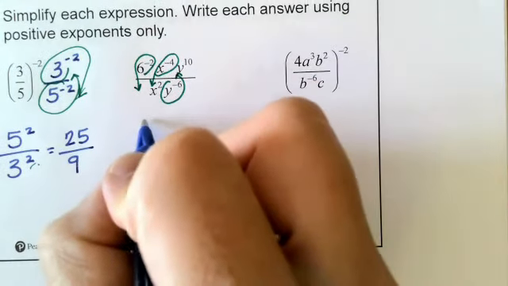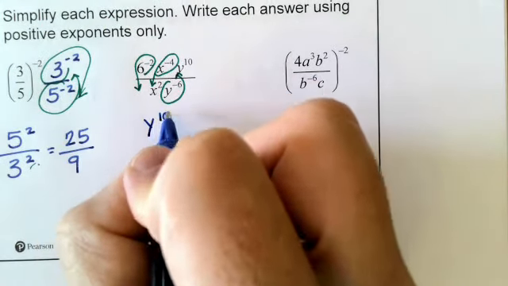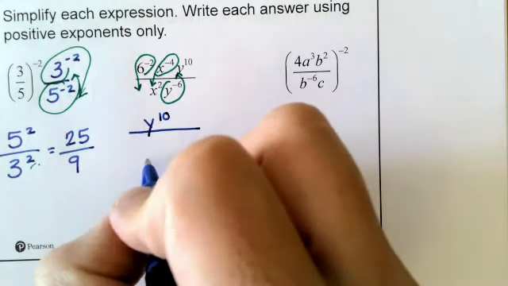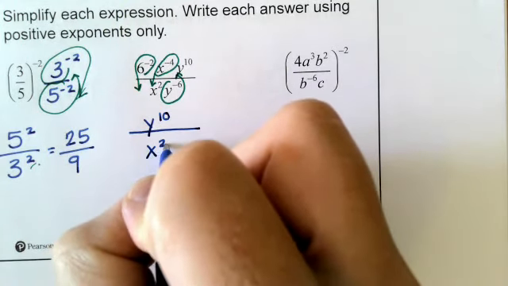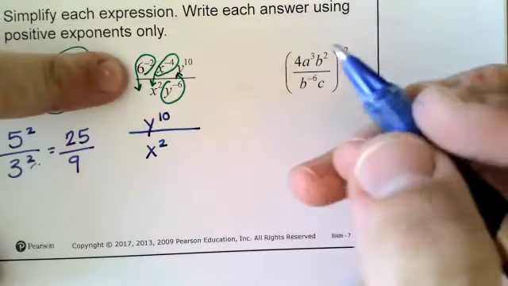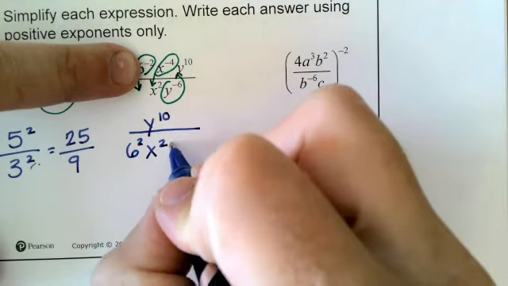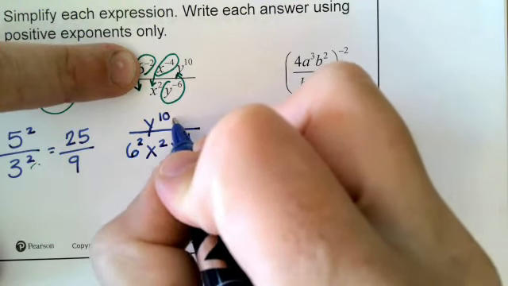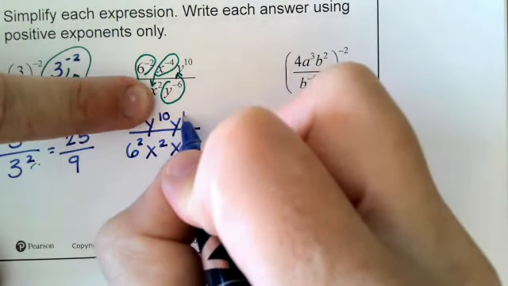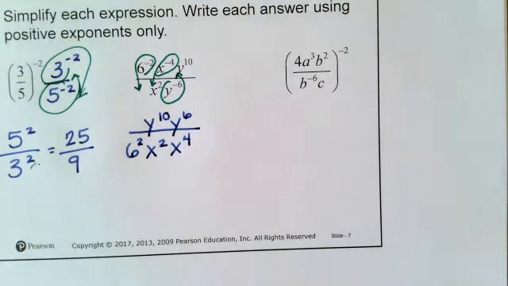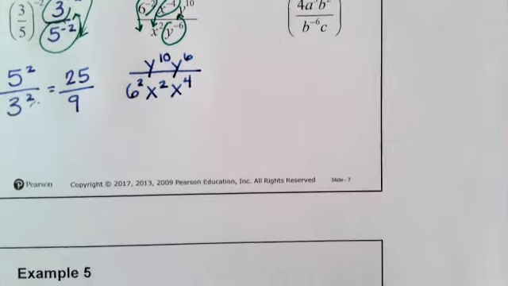So we still have a Y to the 10th power on top. We still have an X to the 2nd power on top. And then the 6 is down here now with a +2. The X is down here with a +4. And the Y is up here with a +6. Now we can add them together, okay?